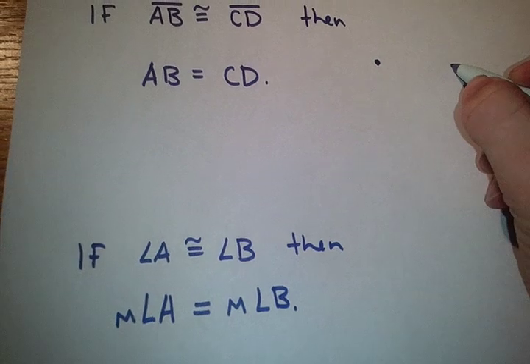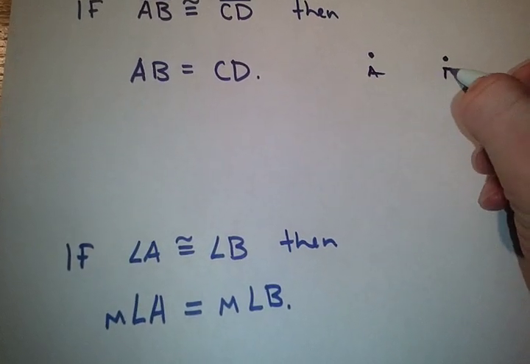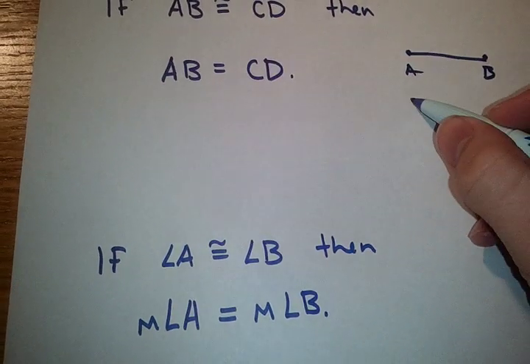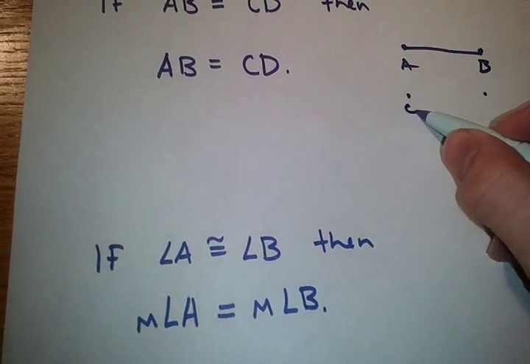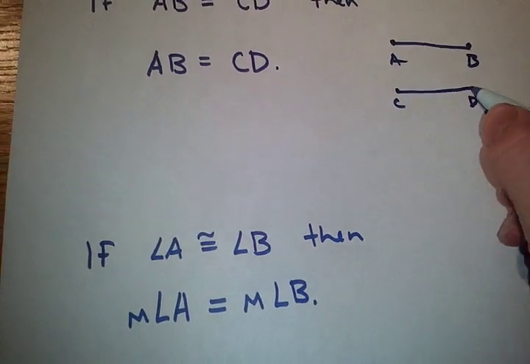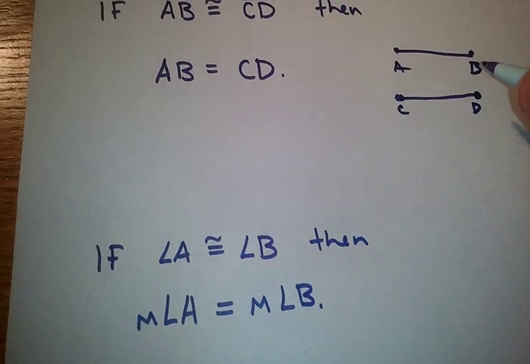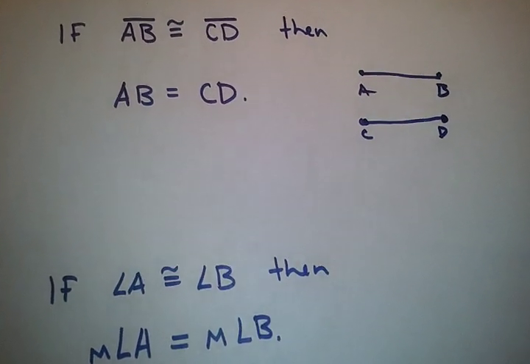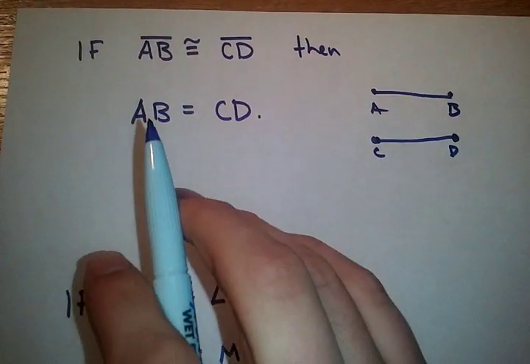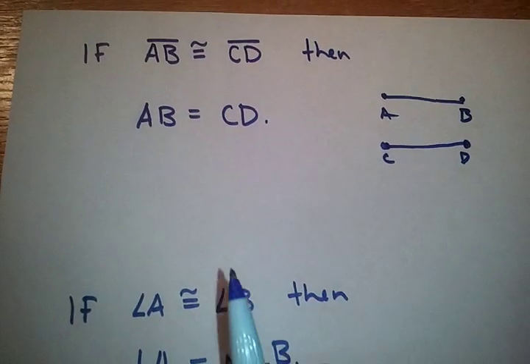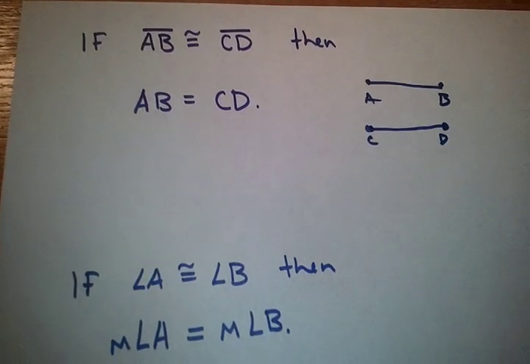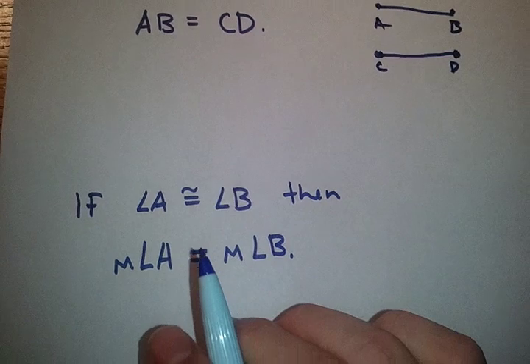So line segment AB is congruent to line segment CD. Essentially, these are the same line segments, or the same line. If we know that the lines are the same, then AB equal to CD is talking about their measures, talking about the numbers involved. Same thing here.